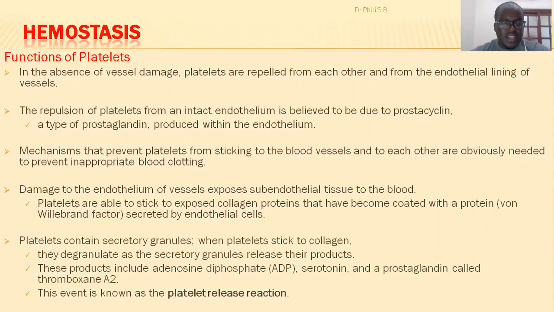Platelets contain secretory granules. When platelets stick to collagen, they degranulate, meaning that they release the contents of the granule. So they're going to degranulate, and then they're going to release their products. The products coming from the granules include adenosine diphosphate, ADP, serotonin, and also a prostaglandin called thromboxane A2. So the thromboxane A2 will be released. On top of that, there will be release of ADP, and there will also be release of serotonin.